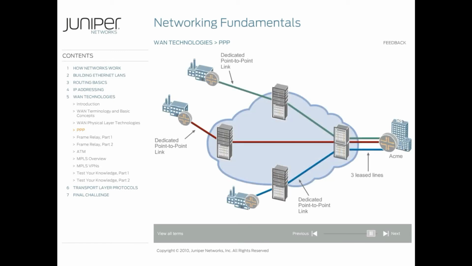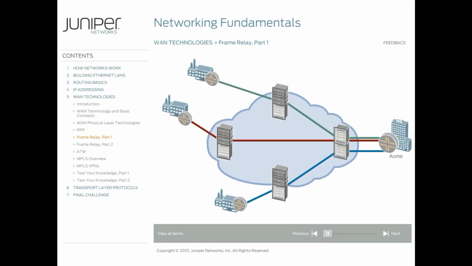As the Acme company grows and establishes remote sales offices, as well as added manufacturing locations, the network continues to grow. One approach is to lease additional dedicated point-to-point links, one for each remote location. This solution, however, might not be the most cost-effective, which leads us to a discussion of a different WAN technology, Frame Relay.